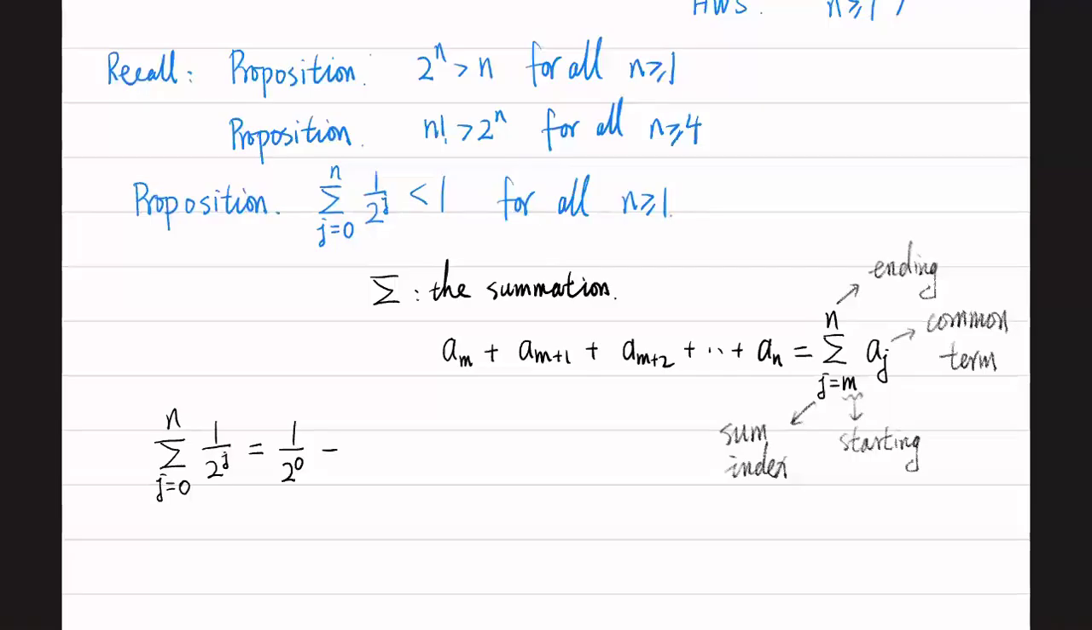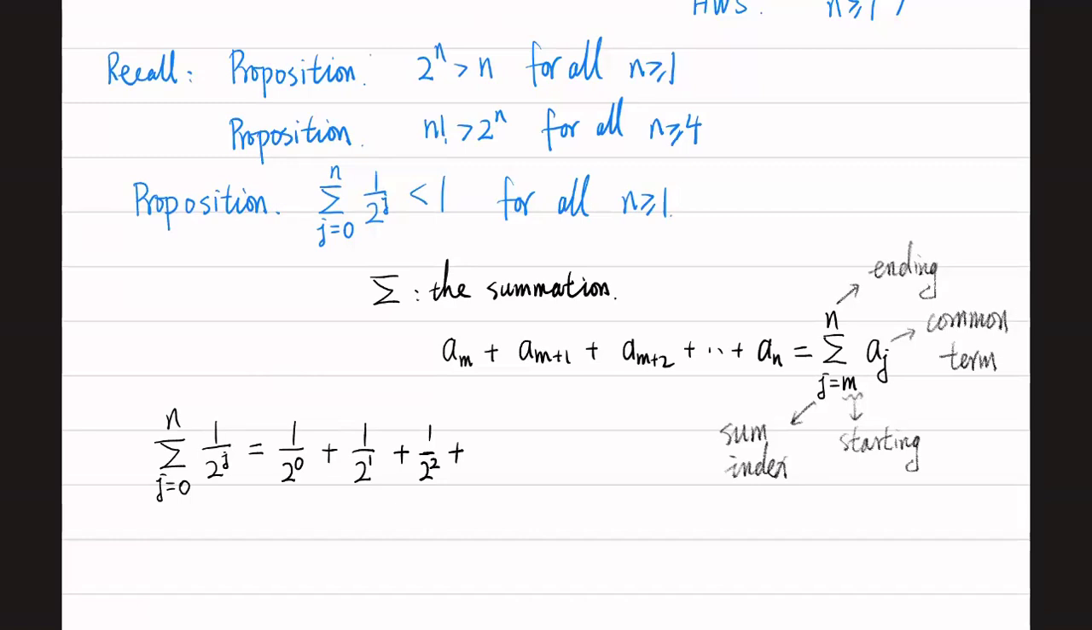Kira, what's the second term? Plus 1 over 2 to the first? Yes. So J runs from 0 to N: 0, 1, 2, 3, 4, up to N. The next term will be, a few more people here, Aaron, next term. Oh, that's 1 over 2 squared, I guess. Okay.